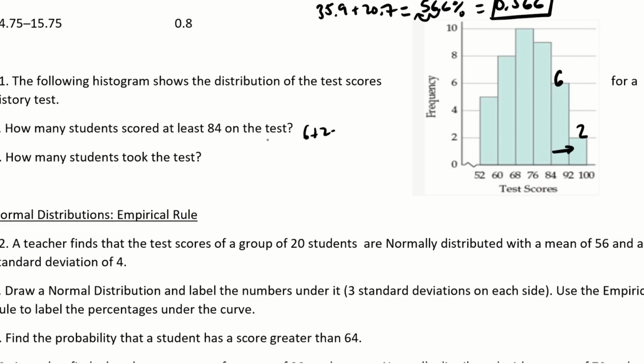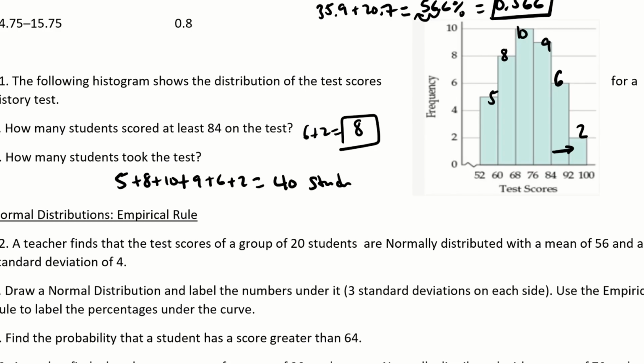How many students took the test? So there's 5 here, 8, 10, 9. So we got to add those up. So 5 plus 8 plus 10 plus 9 plus 6 plus 2. Got to add those up, and you should get 40 students. All right, and that's it for that.